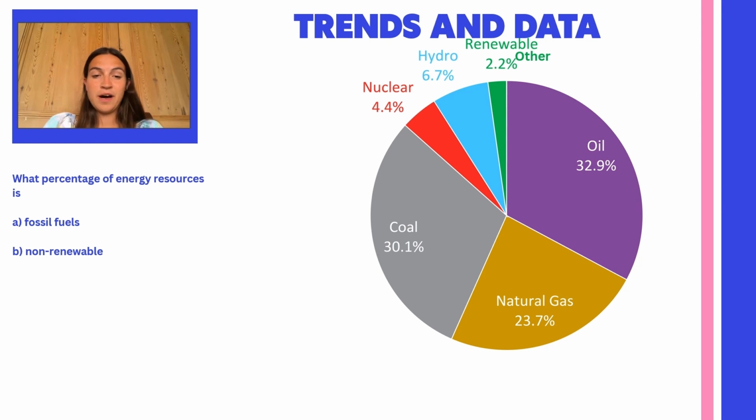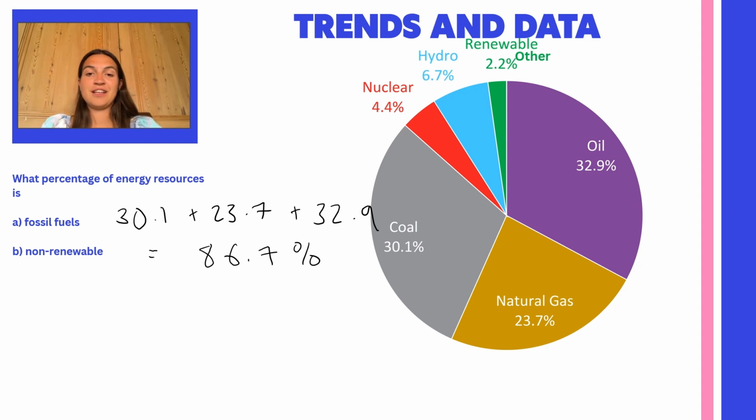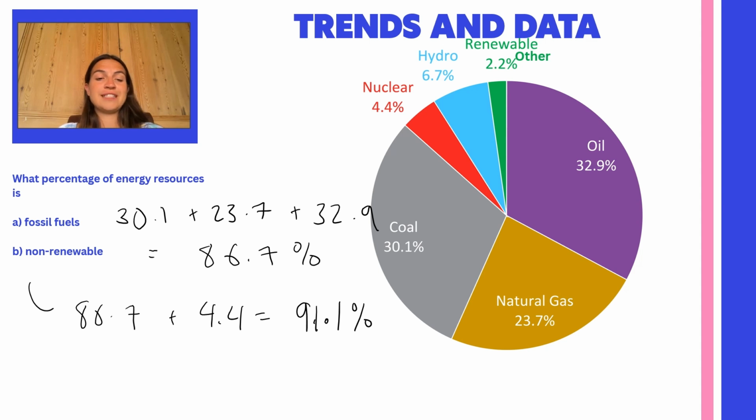Okay, now we've been given this pie chart, and we need to find the percentage of energy resources that are fossil fuels. Okay, so first we need to know what our fossil fuels are, and those are oil, natural gas and coal. So to find the total percentage that's fossil fuels in this pie chart, I just add all those percentages together, and that gives me 86.7. Then it asks me for all the total non-renewable. So for that, I basically need to know and appreciate that nuclear is also non-renewable, but hydropower is renewable.